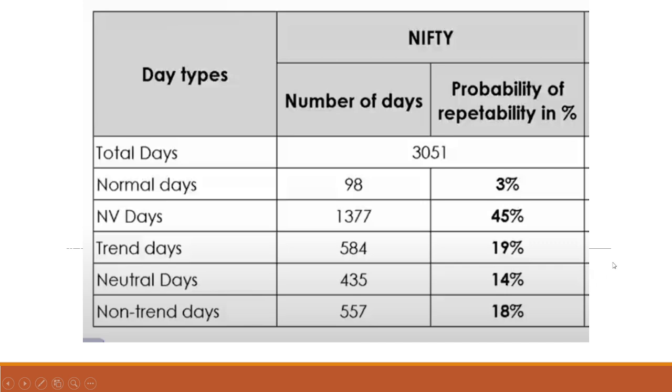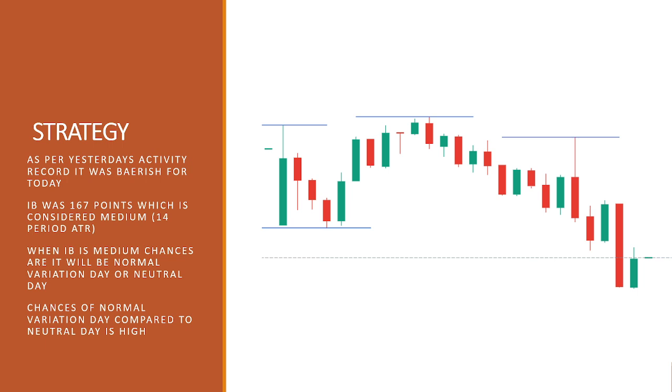But here is one mistake which I made. My view as per the long-term activity record was bearish. So I should have thought that though it has broken IB high, it would be somewhat kind of a neutral day. If I had that perspective, it could have been a good profitable day for me. But anyway, I accept the loss and I'll learn a lesson from that.